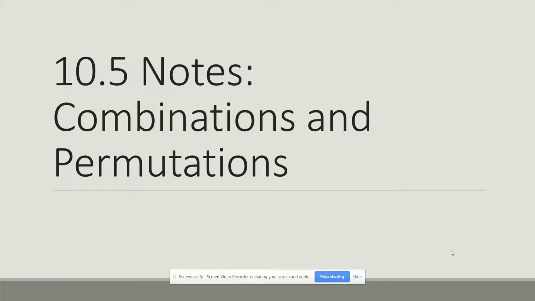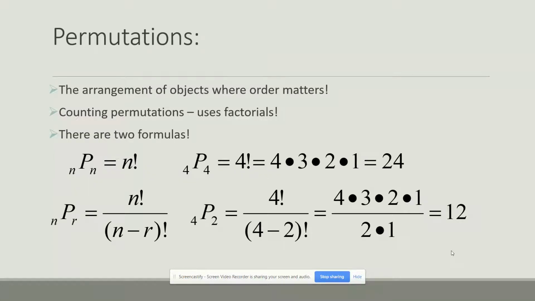Welcome back, everybody. We're going to finish our probability notes on combinations and permutations. So we're going to start with permutations. Permutations are arranging things where order matters.